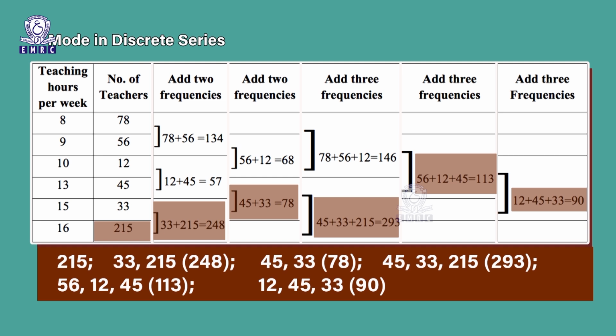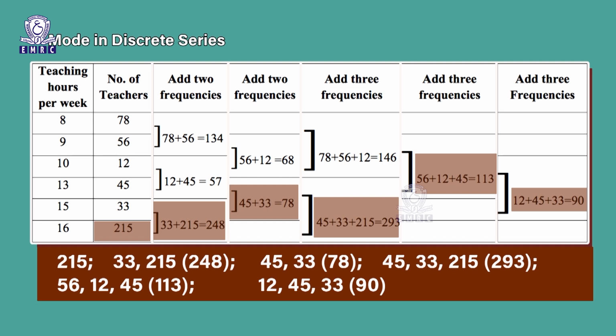113 is the combination of three frequencies, 56 plus 12 plus 45. So, we are going to write 56 comma 12 comma 45. 90 is the combination of three frequencies, that is 12 plus 45 plus 33. So, we are going to write 12 comma 45 comma 33.